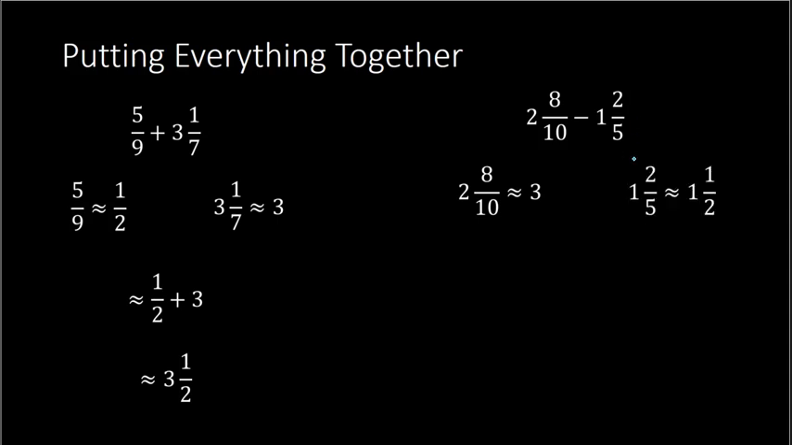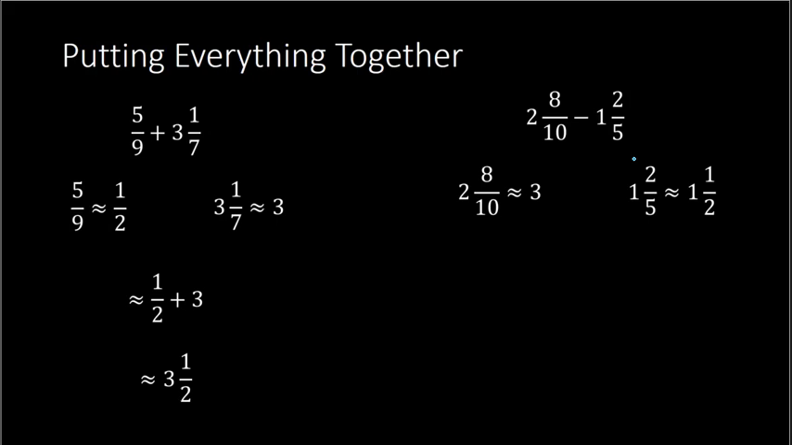And then here we have a subtraction example. So here we have 2 8/10 minus 1 2/5. For this one, we need to round 2 8/10. Is this closer to 2, 2.5, or to 3? Well, this is closer to 3, so we can round that to 3. And then 1 2/5, we need to figure out, is this closer to 1, 1.5, or 2? Well, this is really close to 1.5 because half of 5 is 2.5, and the 2 in the top is pretty close to 2.5. So this would be pretty close to 1 1/2, and so we can round to that.